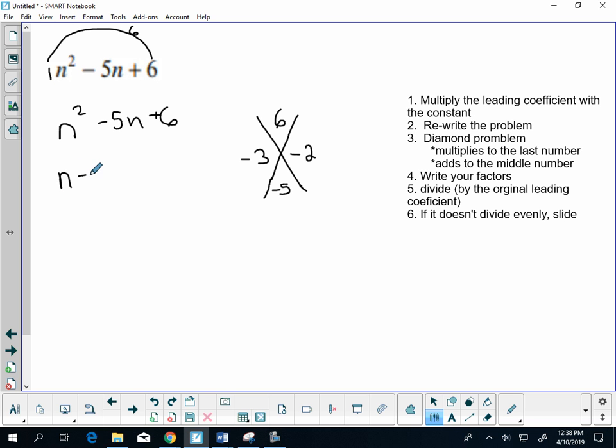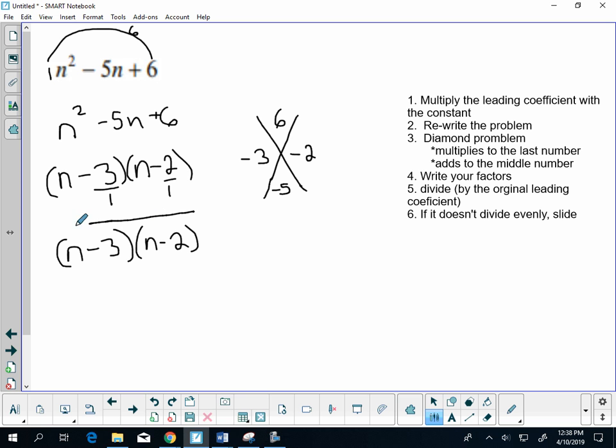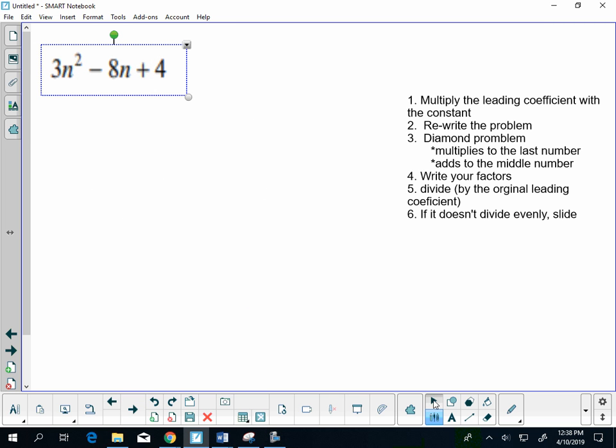So n minus 3, n minus 2. And if I do my divide, I'm still going to end up with n minus 3, n minus 2. We haven't really dealt with anything that doesn't divide evenly. That'll be coming up shortly, like right now.